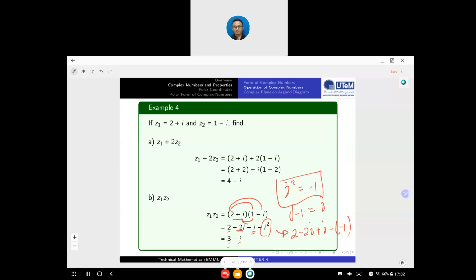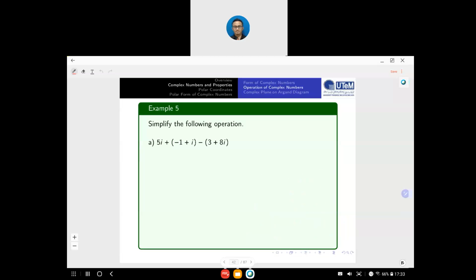Okay, the conjugate is the negation of the complex number. For example, let's say you have z equals a plus bi. So z conjugate equals a minus bi. The imaginary part will be negated. Okay. If it was positive, it becomes negative. If negative, it becomes positive. Okay. Negation of the imaginary value, that one we call the conjugate.